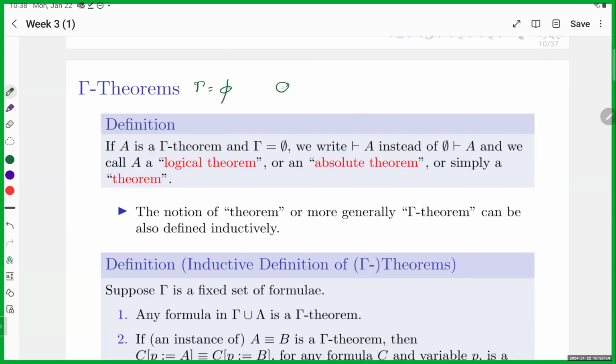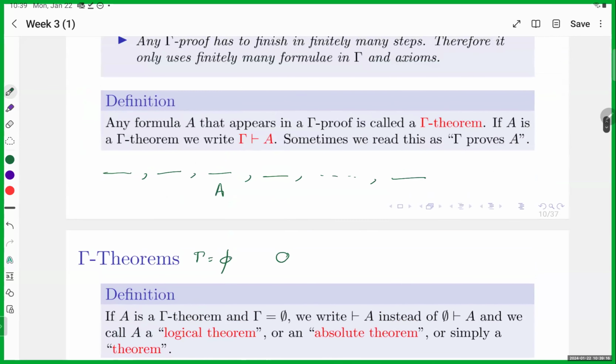Note that if I have no hypothesis, that doesn't mean I cannot write gamma proofs. I can write gamma proofs where gamma is the empty set. We call them absolute theorems, meaning they're proved using no hypothesis. Note that I can still, with no hypothesis, write axioms. A itself is not an axiom, but if A is the formula that represents an axiom, for example, P equivalent to P, I can write it. At any step, you may write an axiom. Or I could write negation of P or P.